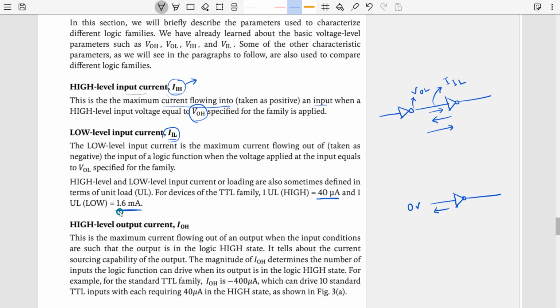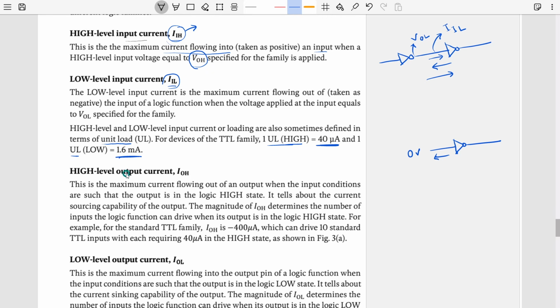Another term you may learn here is called unit load. Sometimes it is defined in terms of unit load. The maximum value, we call that 1 unit load. So for the high condition, IIH is 40 microampere for the TTL logic family, and the same thing for this one: the unit load is 1.6 milliampere. This amount of current flows out for one gate. This is the maximum amount of current that flows whenever we are providing a logic low condition. I hope you understand.